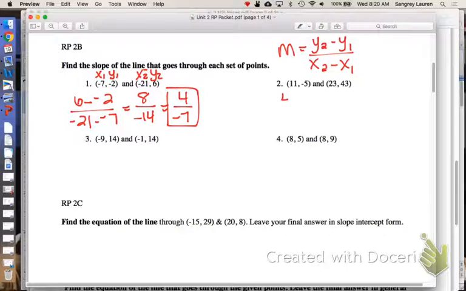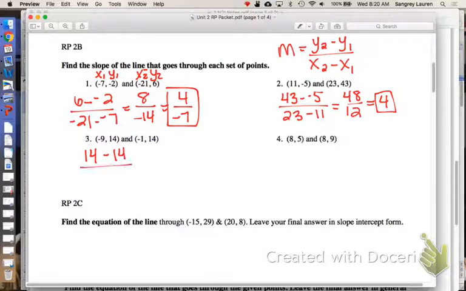For number 2, we should have 43 minus negative 5 over 23 minus 11. This should be 48 over 12, which reduces to 4, or 4 over 1 would also be correct. Number 3, we have 14 minus 14, and we have negative 1 minus negative 9. So right away, as soon as we see 14 minus 14 in the numerator, we know that we have a 0 in the numerator, which is always going to result in 0. So our slope for number 3 is 0.